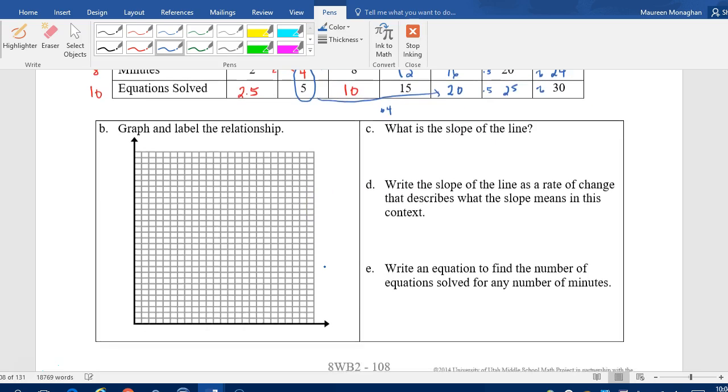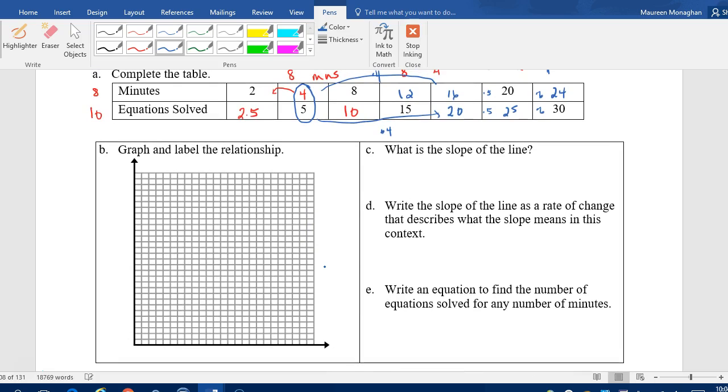Okay, now we have to graph this. So go ahead and write what you think should be on the graph, and I'll come back and we'll see if we have the same.